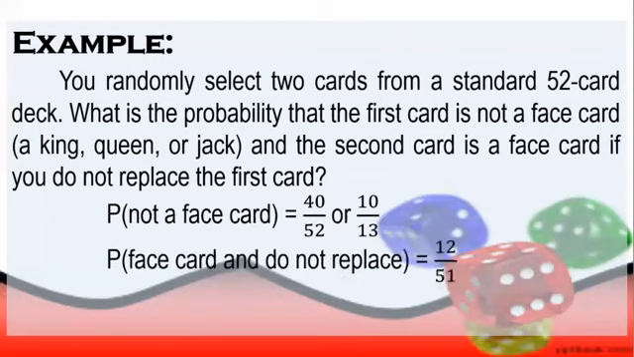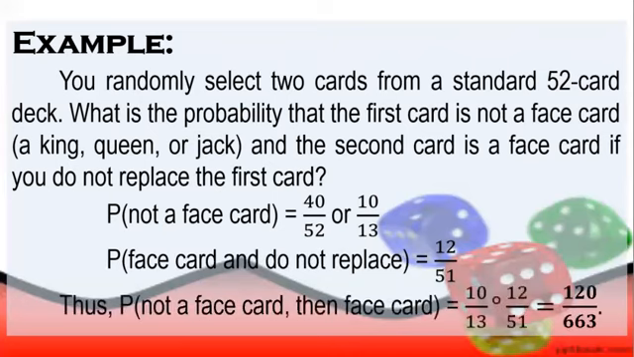So next naman po, is yung probability na face card po yung mabubunot natin and hindi po natin ibabalik yung una natin nabunot. So ilan po lahat yung face card natin? So we have 12 face cards and nagkaroon po ng changes doon sa ating denominator. Since nabunot na po natin yung isang card, instead na ang ating denominator ay 52, magiging 51 na po siya kasi yung isang card nga po ay nakuha na natin doon sa ating unang draw. Hence, for the probability na not a face card, then face card po is 10 over 13 times 12 over 51. Our answer here is 120 over 663. So, this will be our final answer.